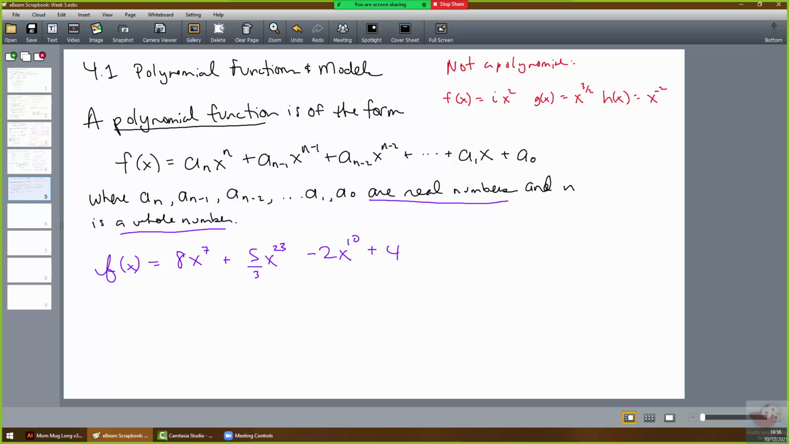So looking at our polynomial in purple in the bottom middle, what exponent is the highest? The 23. Very good. So we call the 23 the degree. The degree is the highest exponent within a polynomial. The corresponding term that has the x to the 23rd is 5/3 x to the 23rd. That term is called the leading term.